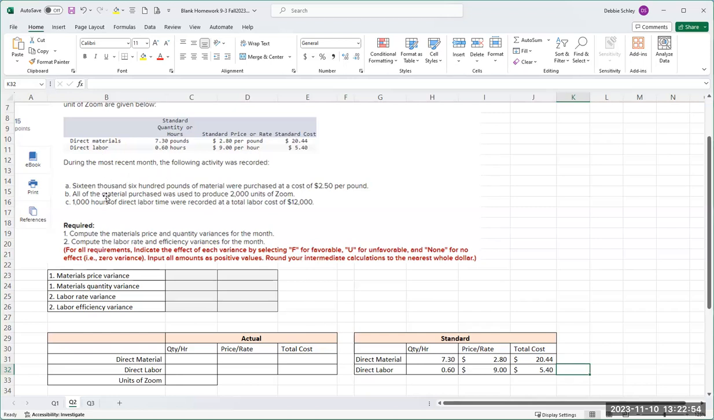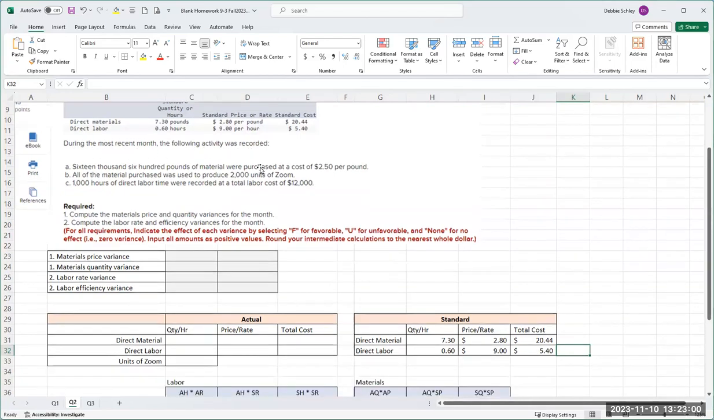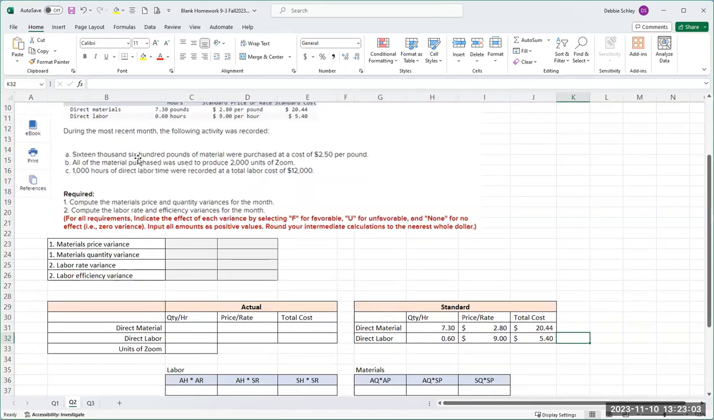So moving on. Okay. During the most recent month, the following activity was recorded. 16,600 pounds of material were purchased. So here's my actual table. Direct materials purchased, 16,600 pounds were purchased at a cost of $2.50 per pound. So just for fun, I'm going to take the pounds times the cost per pound. So there's my total cost for direct material. And this is my actual. Remember, they're telling me this is what happened.